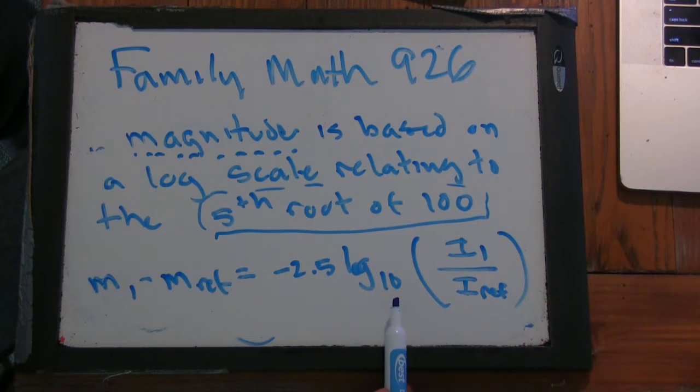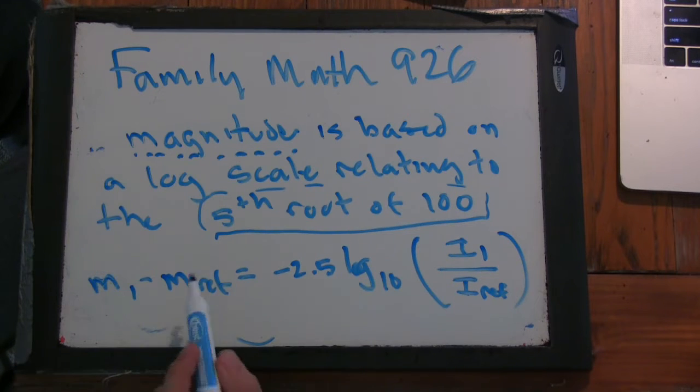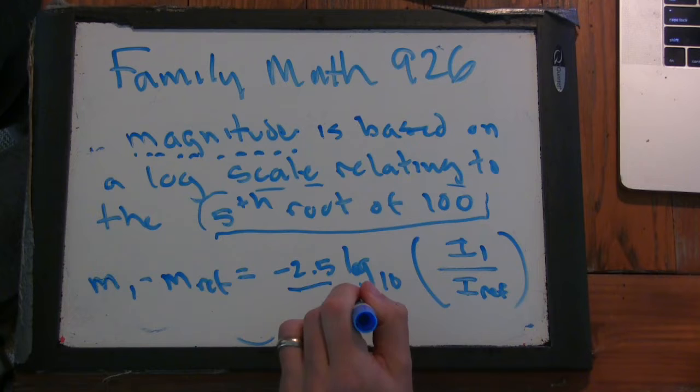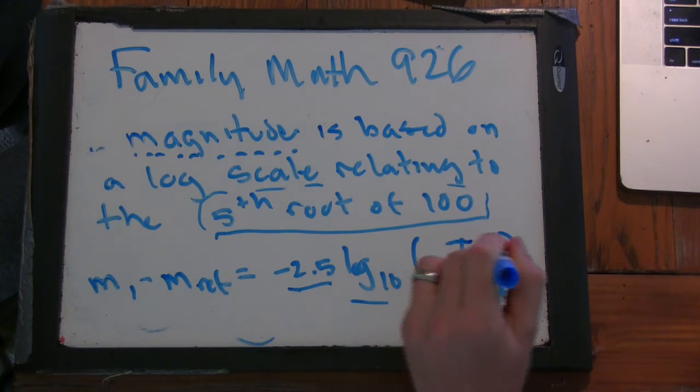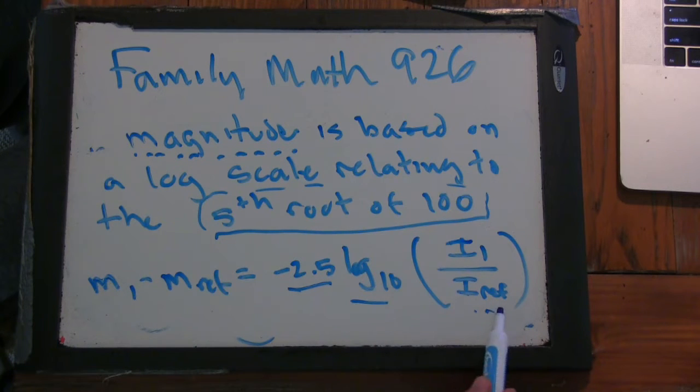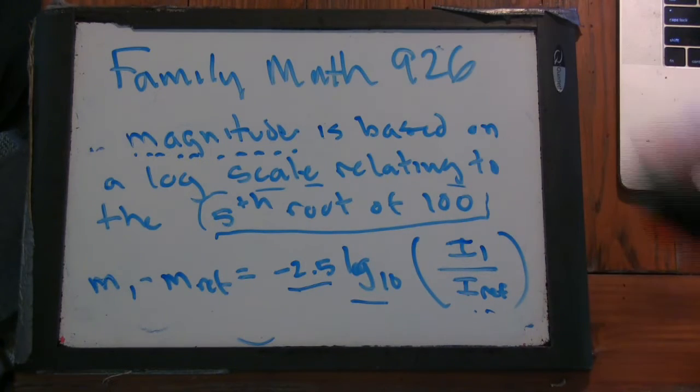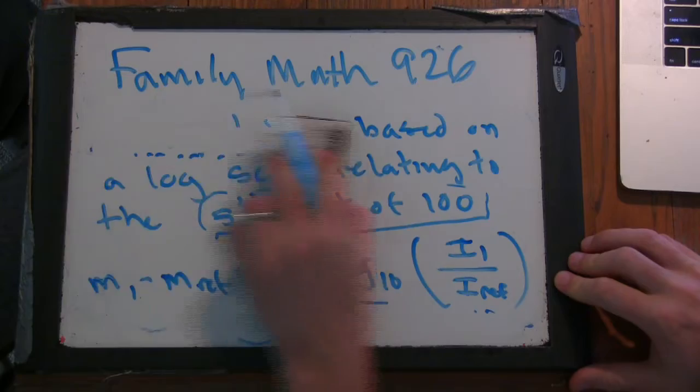So the formula, really we'd be looking at log base fifth root of 100, but we can simplify that a little bit and say the change in magnitude from the object you're looking at to a reference object is minus 2.5 log base 10 of the intensity of the light divided by the intensity of the light coming from the reference object.